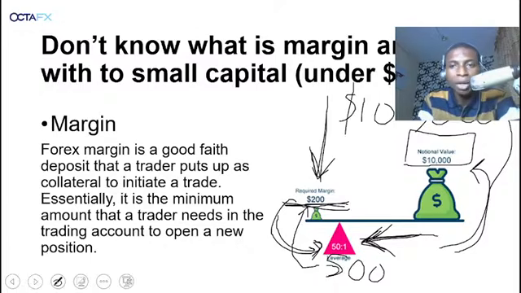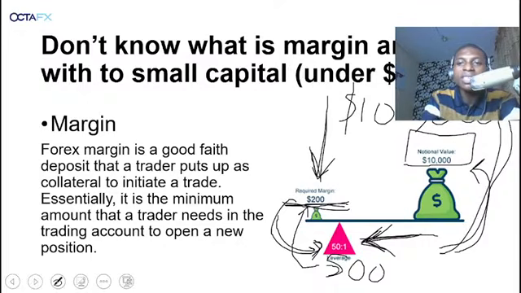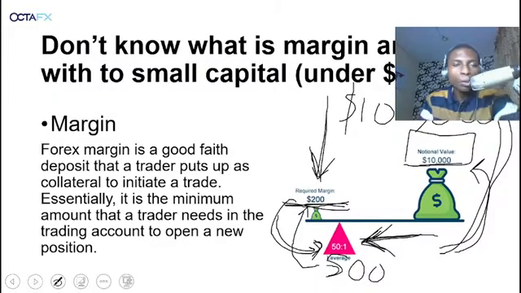Massive, right? But do you know that the bigger your leverage, the more risk you expose your account to? So when you use a 50:1 leverage, which is $10,000, which is 50 times your initial capital, right? You'll be risking less than someone who uses 500:1 leverage. Do you get it now?